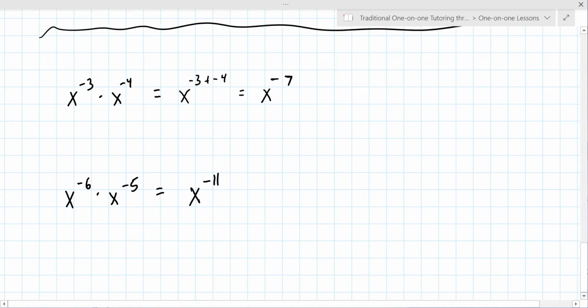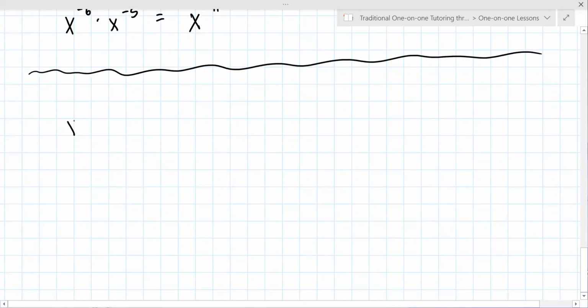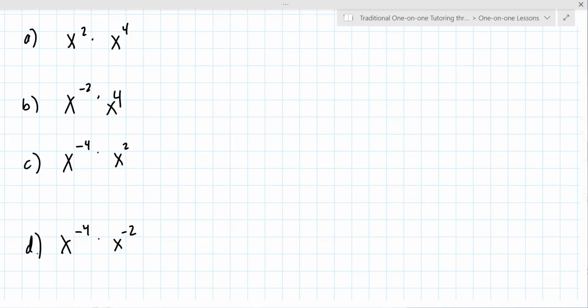Right. Okay, so let me give you 4 problems here. This will summarize everything we've done. x squared times x to the 4th, x to the -2 times x to the 4th, x to the -4 times x squared, x to the -4 times x to the -2. Oops, I'm sorry, I missed an x there. These are the 4 types of problems that you need to be able to do. So I'd like you to try each of them and let me know when you get your answer for letter A.